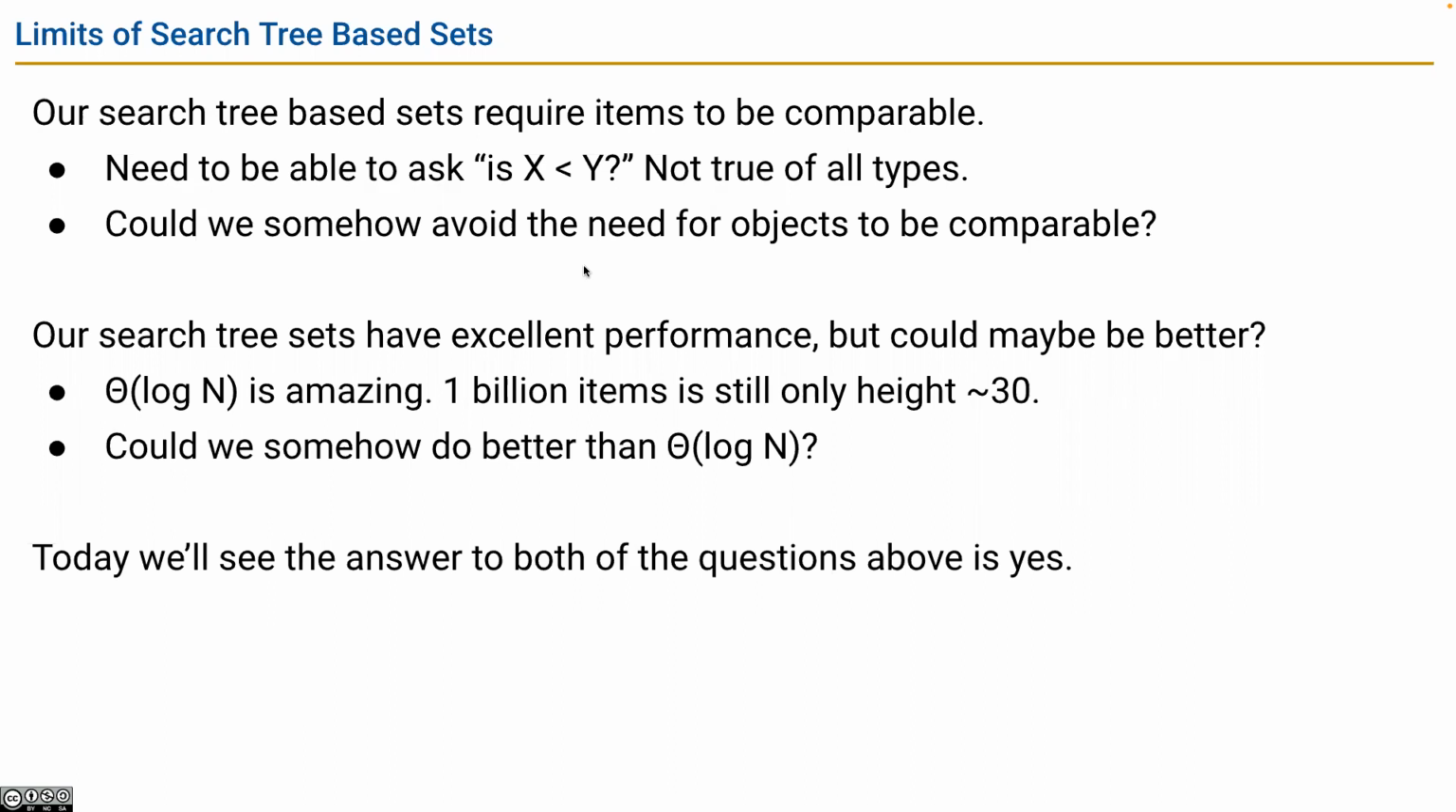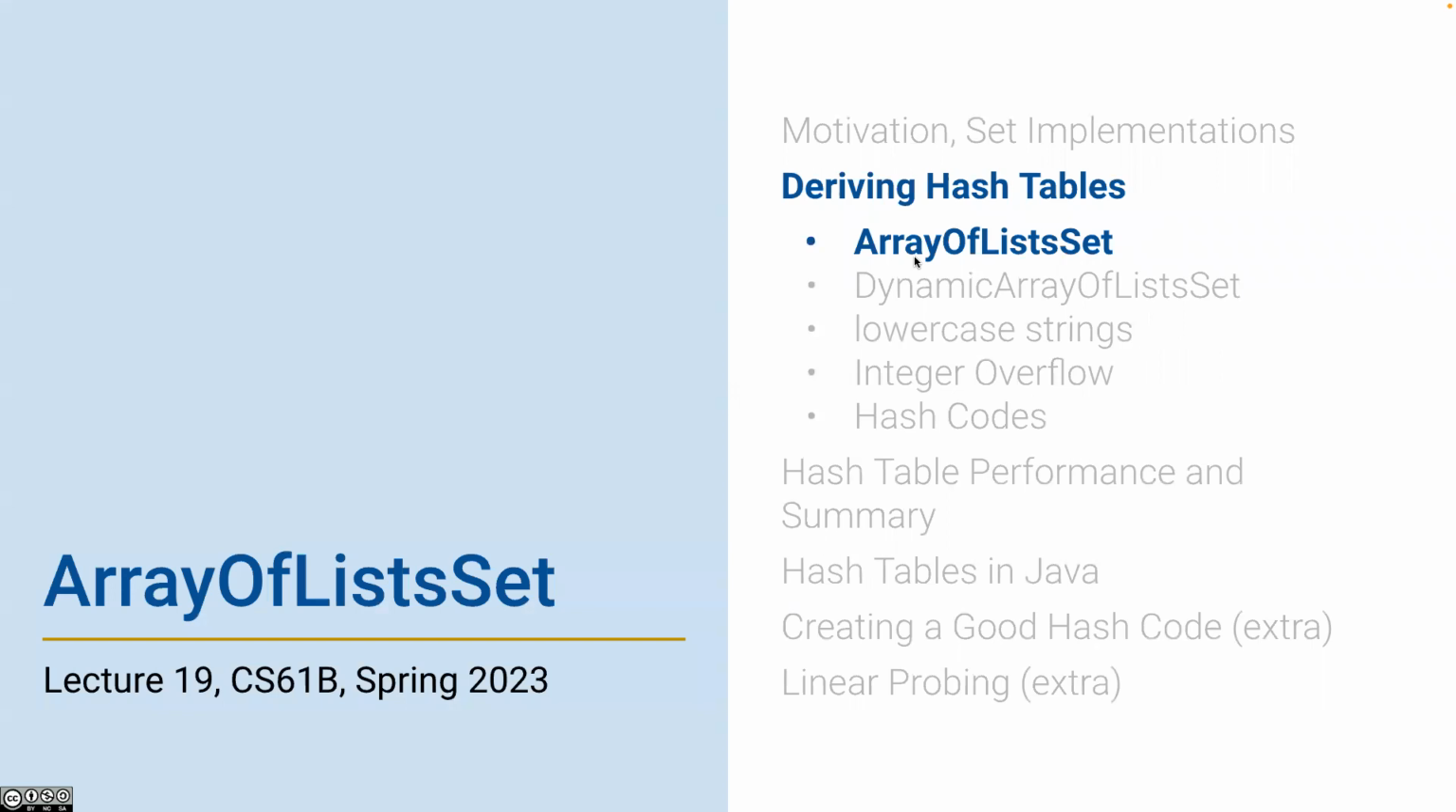Another thing is our search tree sets have great performance, right? Log N is really good. 1 billion items is height 30. But we could do better than log N. Is that possible? Turns out yes. So that's what we're going to do today. Hash tables are going to get us there. Okay, here's my alternate idea about how to present a hash table.